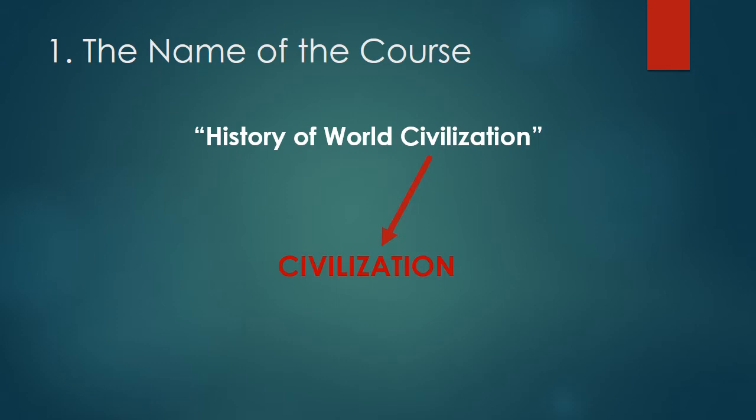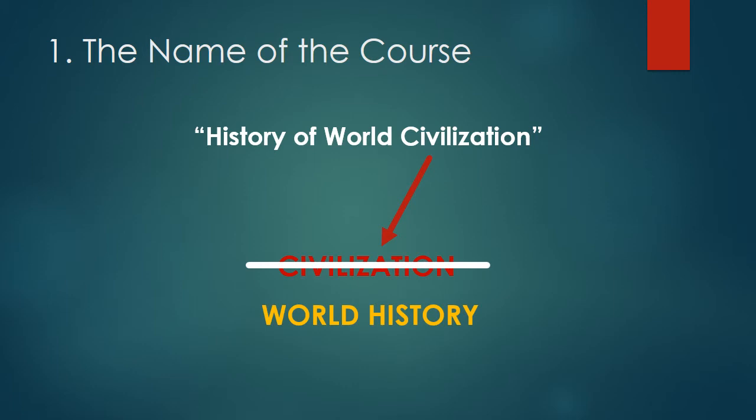In order to avoid some of the problems that come with the use of the word civilization, I prefer to use another term, and that's world history. So instead of talking about a history of world civilization, my preference is to study and talk about world history. Whereas civilization is an exclusive term, world history is an inclusive term. By that, I mean that world history in and of itself doesn't automatically leave out fundamental aspects of the human past.